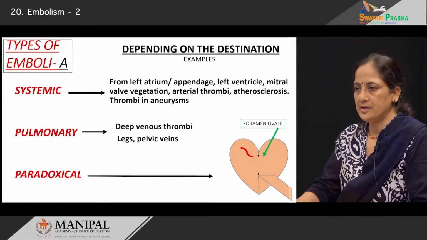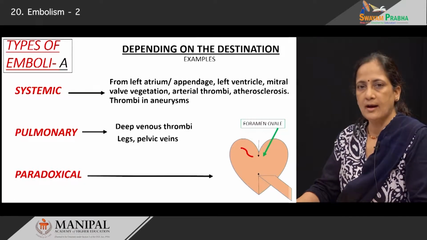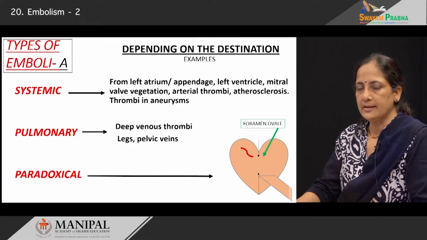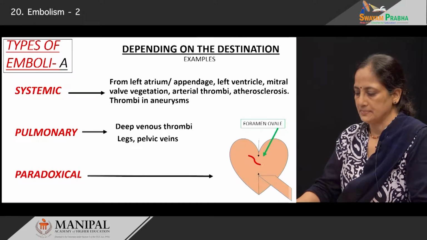Systemic emboli invariably arise from thrombi within the heart or the greater vessels and move into the smaller arteries supplying the tissues. Pulmonary emboli arise from the venous side of the circulation, especially in deep venous thrombi, and reach the right side of the heart and pulmonary circulation. A paradoxical embolus arises in the venous side of the circulation, but passes through a defect in the interatrial septum to reach the systemic circulation.